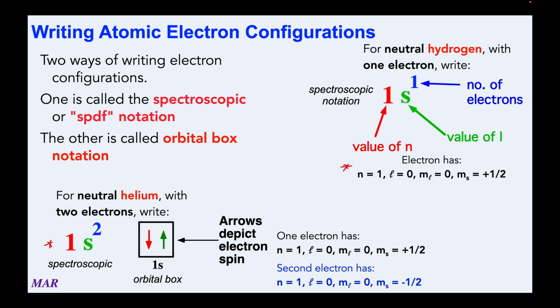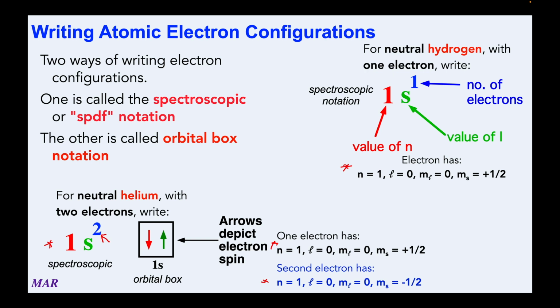So the first electron would be N equals 1, L equals 0, M sub L equals 0, M sub S equals plus 1/2. And the second electron, N equals 1, L equals 0, M sub L equals 0, M sub S equals minus 1/2. So we would write that as a spin up, which is the green arrow, and then a red arrow spin down. And you can put the spin up first and the spin down later. That doesn't matter. So orbital box shows that you have one electron that's up and one electron that's down. And the number of arrows equals the number of electrons, which is the superscript right there.